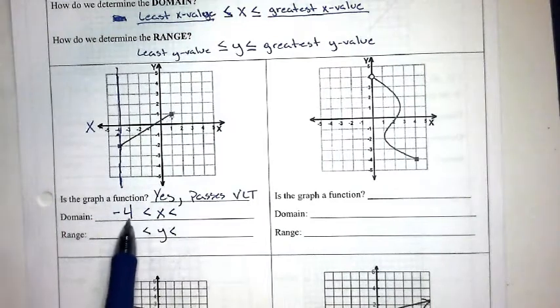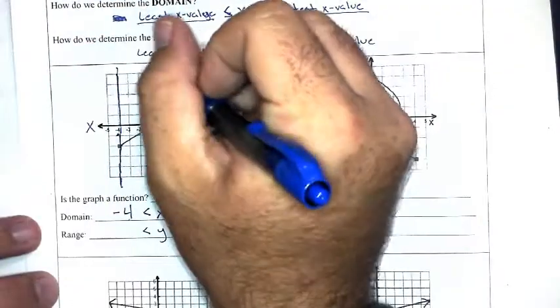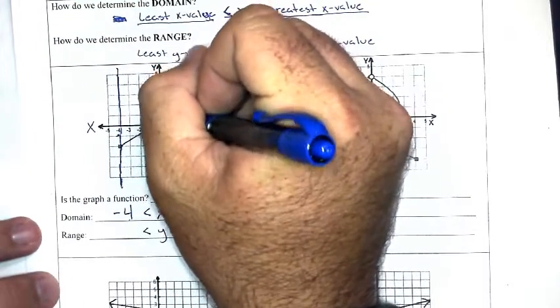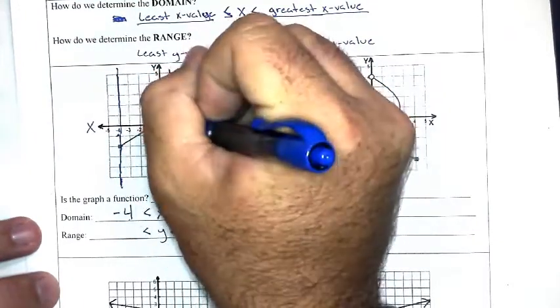Find the furthest right that I go. Draw my border wall. How far right did I go? 1.